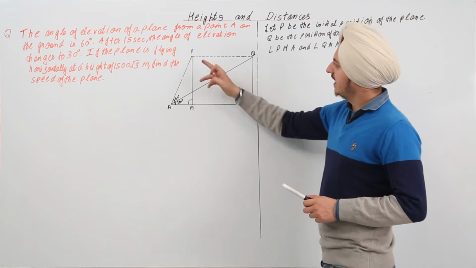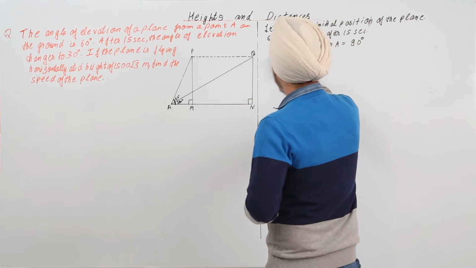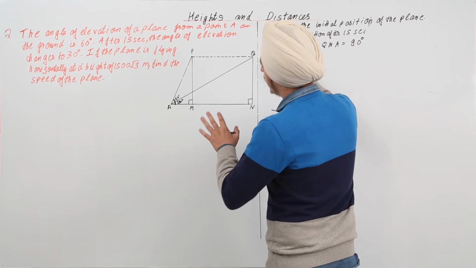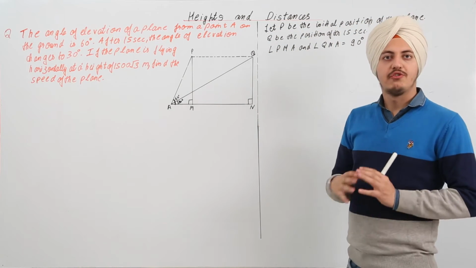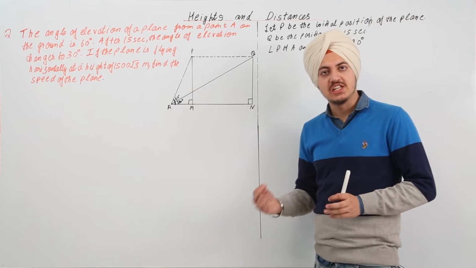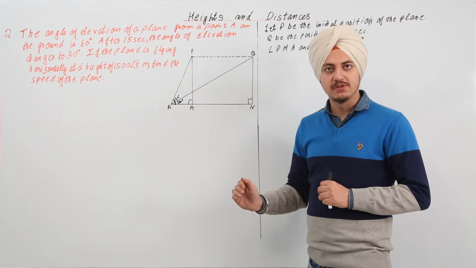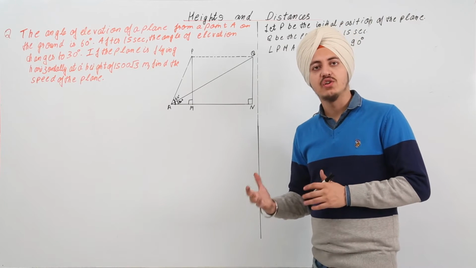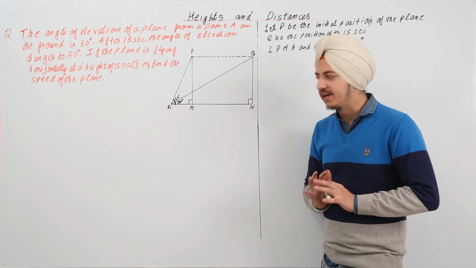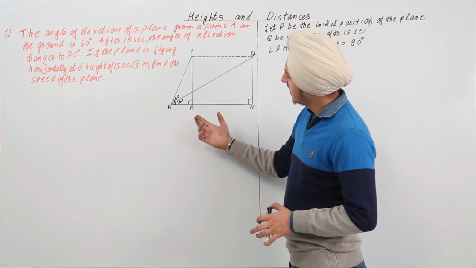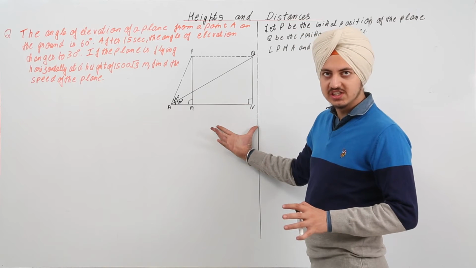Now in triangle APM, what do we need to find out? First of all, we need to find out the speed of the plane. For that, we need to find out how much distance it covered, because we know the time, right? We have the time, and distance upon time is equal to speed. So if we can find out the distance which the plane covered, we will be able to find out the speed. The distance that the plane covered is equal to PQ or MN. Am I right? These both distances are the same.